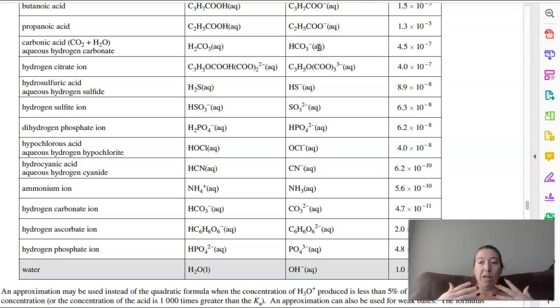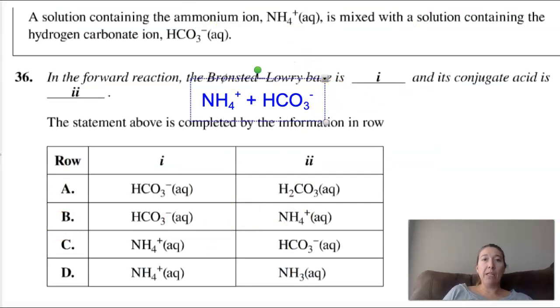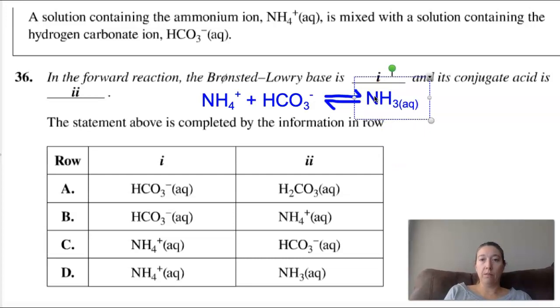So if I were to mix a whole bunch of them together, I would want to go to my data table and figure out what is what, okay? So in this case, the ammonium is going to be my acid, and the hydrogen carbonate is going to be my base. So now, if we go back to here, we can figure out what this is going to turn into, right? If we're saying the ammonium is going to be the acid, it's going to lose a proton, so it's going to turn into ammonia. Okay, because we said the hydrogen carbonate is going to be the base, it's going to gain a proton, and it's going to turn into this carbonic acid.